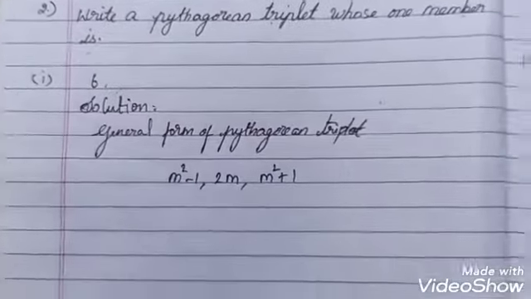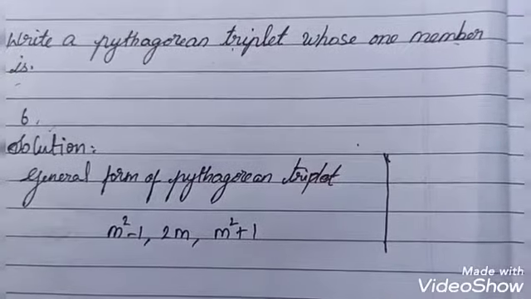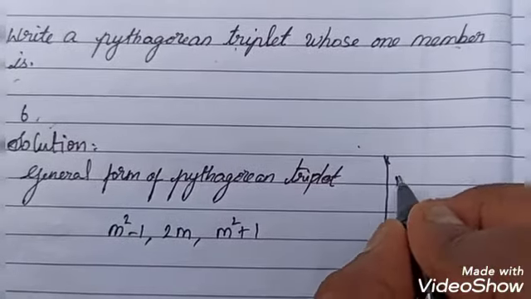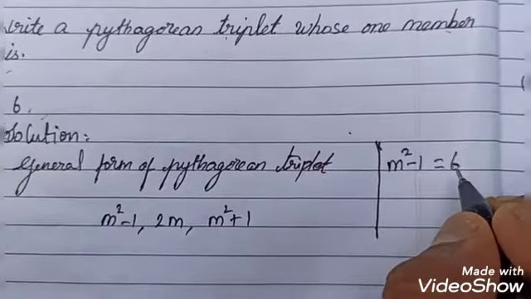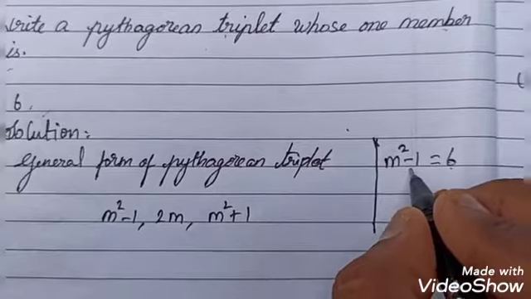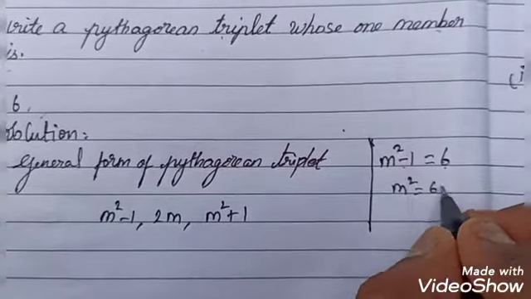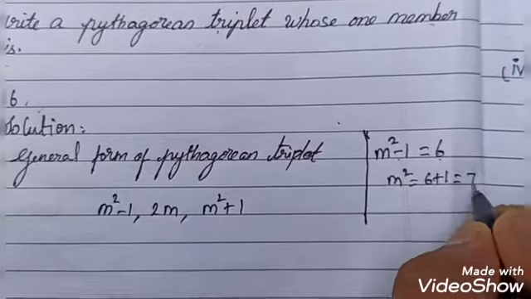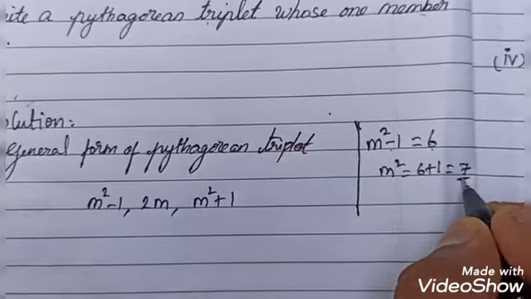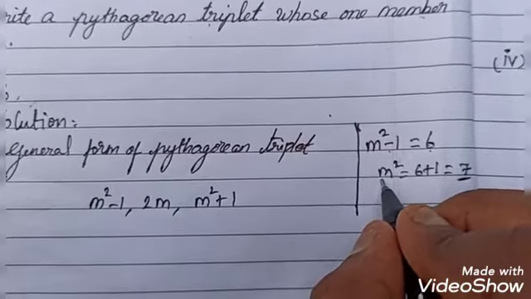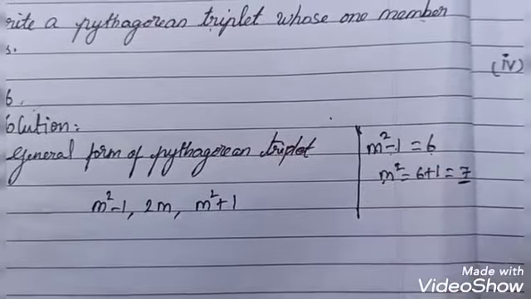Now move on to the rough work. First substitute m square minus 1 equal to 6. Whether this 6 is equal to m square minus 1, so m square equals 6 plus 1, which is equal to 7. Here you see 7 is not a perfect square, so we can't find m square. So m square minus 1 is not applicable.